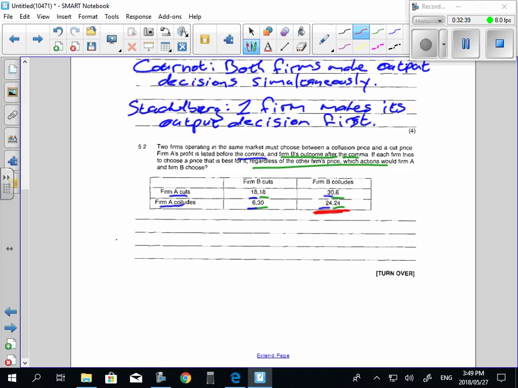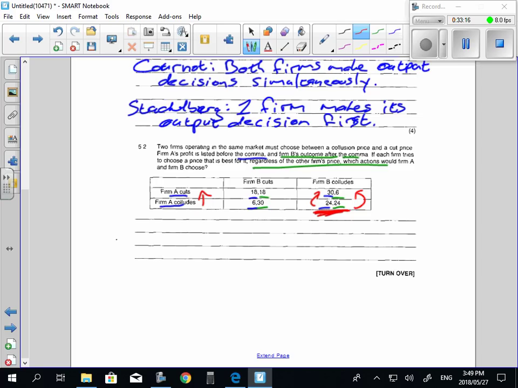Now, if firm A cuts the price and firm B continues to use the collude price, we will move up into this quadrant. So we're going to do it from firm A's point of view first. Firm A is earning 24 Rand here, but if they cut the price, suddenly they move from 24 to 30 Rand. So what's better for them, 24 Rand or 30 Rand? 30 Rand. So they're going to cut the price.